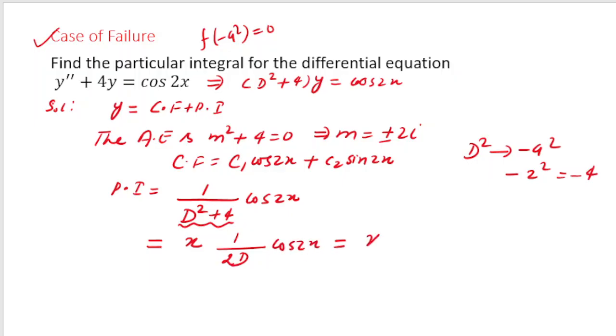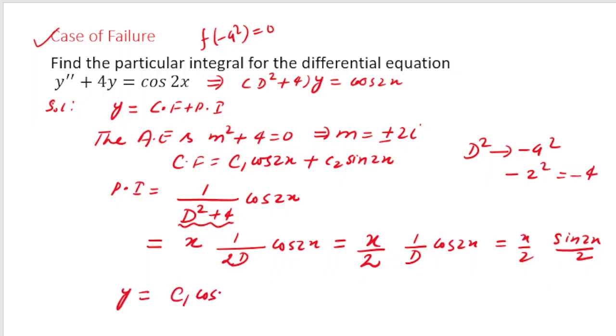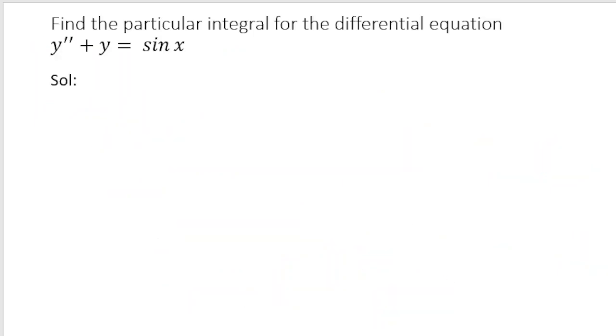So this will be x by 2, and 1 by D of cos 2x. We know that 1 by D is the integral. So the integral of cos 2x is sin 2x by 2. So what is the general solution? The general solution is y is equal to c1 cos 2x plus c2 sin 2x plus x by 4 sin 2x. So in case of failure also we deal with the problem in a similar way.